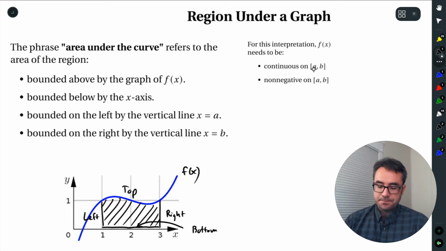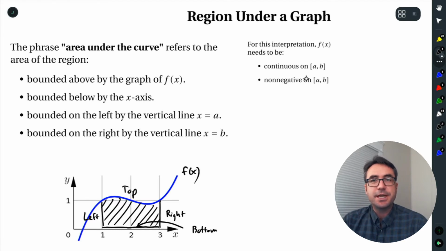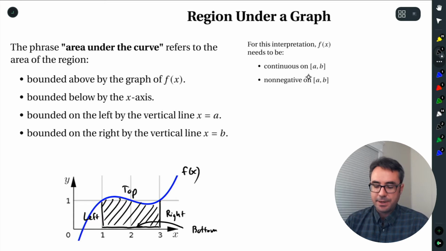Now, one important thing to note here is for this interpretation, our function f has to be continuous on the closed interval from a to b. So we don't want any jumps or breaks or holes or gaps or that kind of thing in the top section here. Sometimes we can deal with that, but for right now we're assuming our function is continuous.